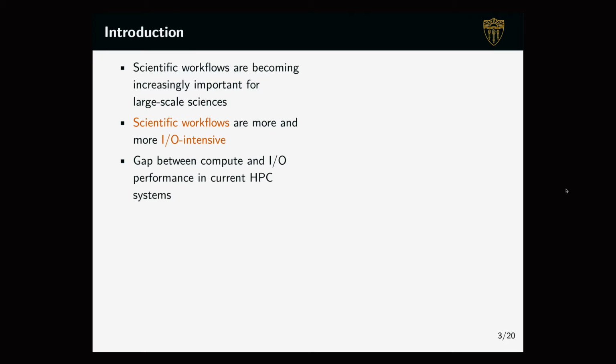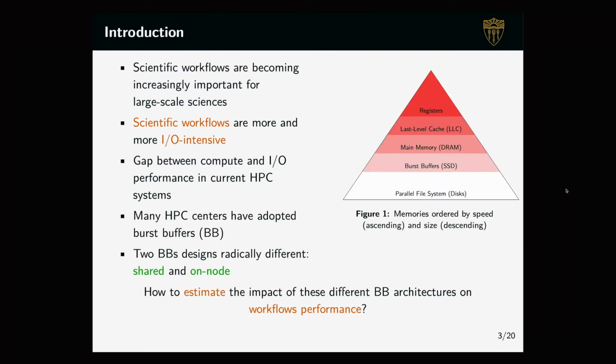So as you know, scientific workflows are becoming increasingly important for large-scale sciences, for reproducibility and performance. However, because of machine learning and AI, scientific workflows are more and more I/O intensive. Unfortunately, the gap between compute and I/O performance in current HPC systems is always increasing. To face this issue, many HPC centers have adopted burst buffers. A burst buffer is an intermediate storage layer between a parallel file system and the main memory.